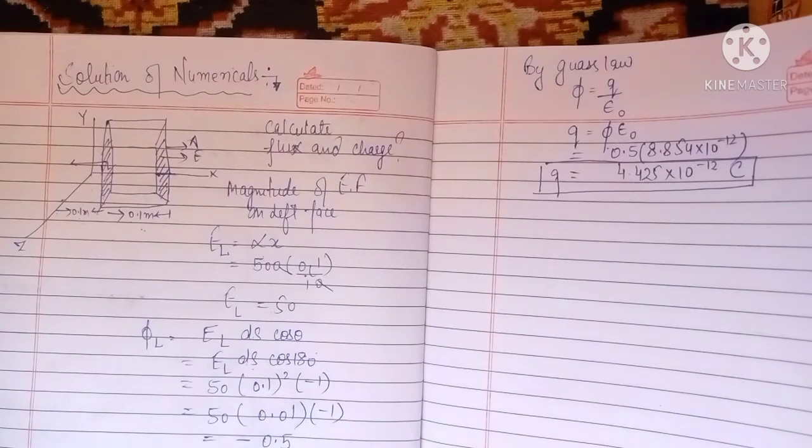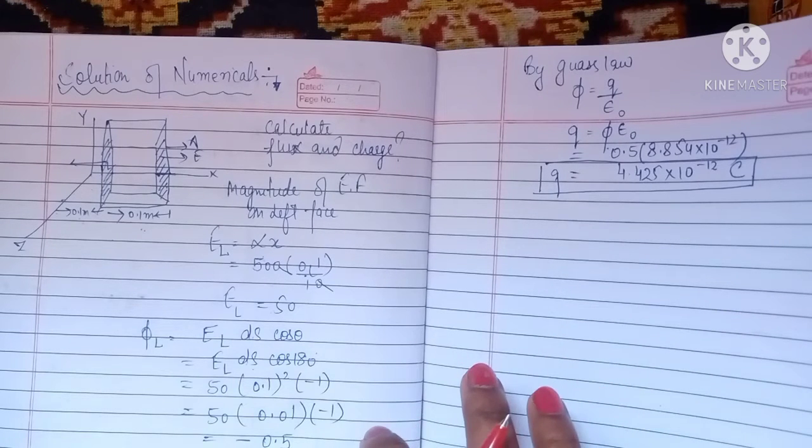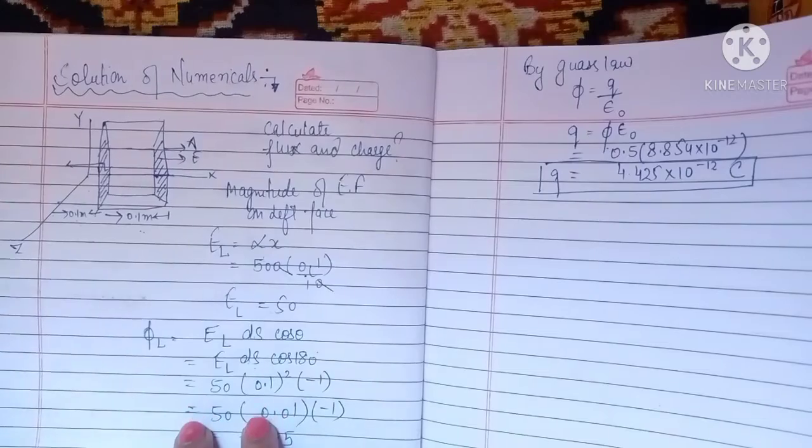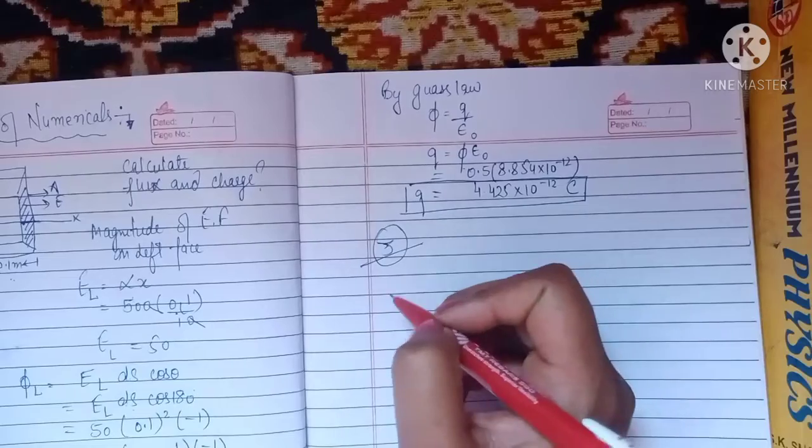Firstly, we have to calculate the electric field on the left face, and then we have to calculate for the right face, and then we have to add their flux, and in a similar way, by using Gauss law, we can calculate the charge. Most of the students are unable to solve question number 3 also. So here is the solution of question number 3.